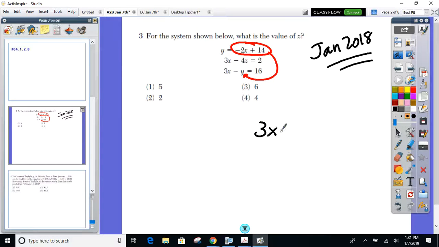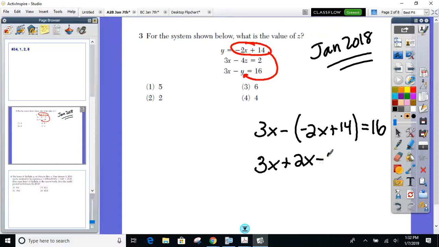Ready? 3x minus that entire thing, negative 2x plus 14. Okay, watch it. Yep. So now it's going to be plus 2x and minus 14. Watch out for that, because I can guarantee that choice there, if you did it wrong, is there somewhere, I bet. All right, let's get x. 5x equals 30. So the value of x is 6, but I need z.